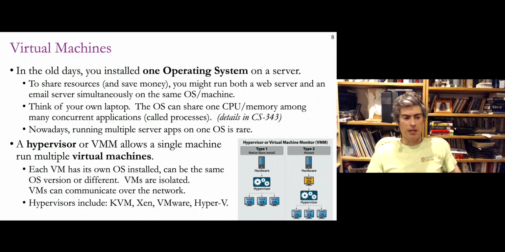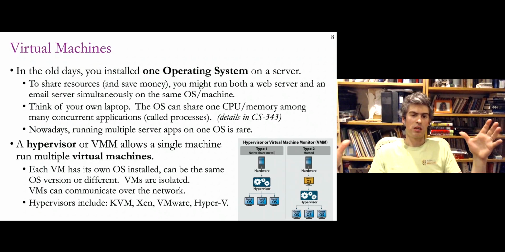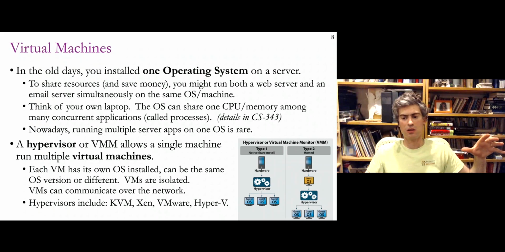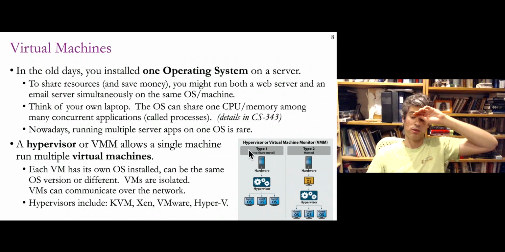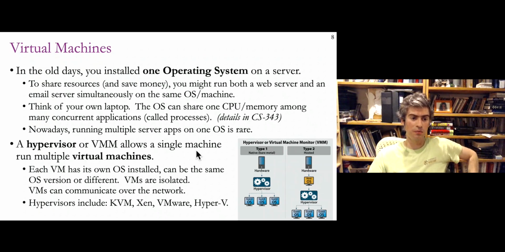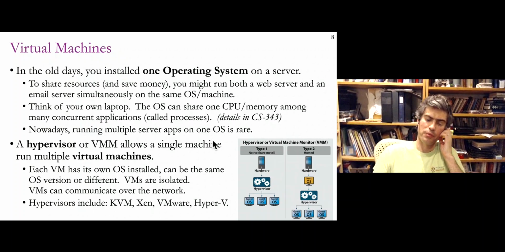With virtual machines, by contrast, you have a single physical machine that emulates several virtual machines through what's called a hypervisor. A hypervisor, or virtual machine monitor, is a small piece of software that allows you to run multiple operating systems on one physical machine. The purpose of doing this is to share resources and to isolate different processes. So this is very similar to what an operating system does with processes.